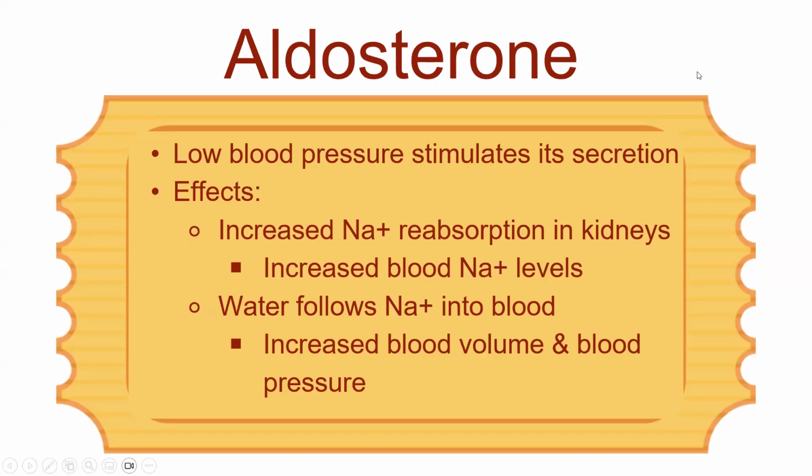Aldosterone is one of our major blood pressure regulation systems. And so this again is secreted if we have a low blood pressure. The end result, this is one that goes through a lot of different pathways, but we're going to reabsorb sodium within the kidneys. And so that is going to increase our blood sodium levels. Water follows sodium. So when we retain more sodium, we retain more water. And just like we saw with ADH, more water retention equals higher blood volume, higher blood pressure.